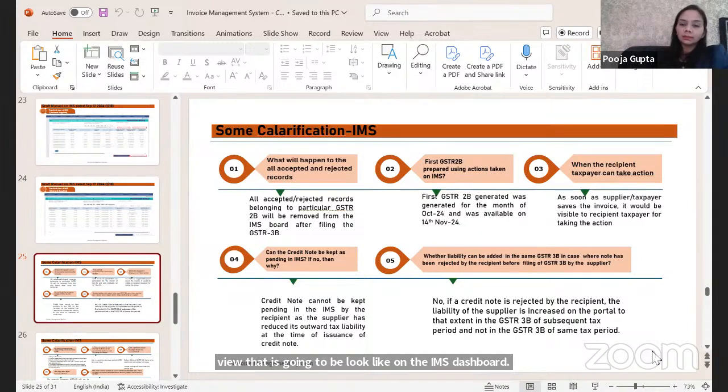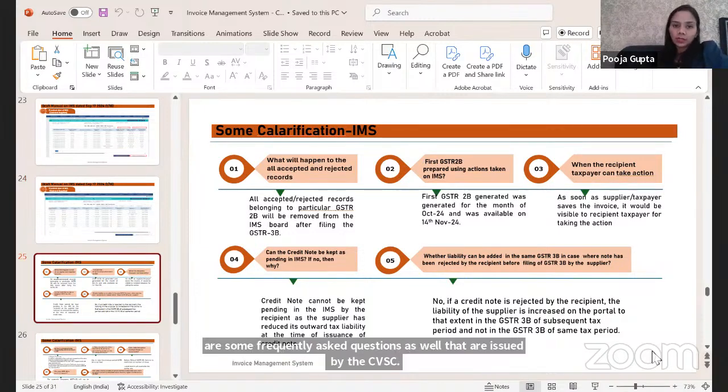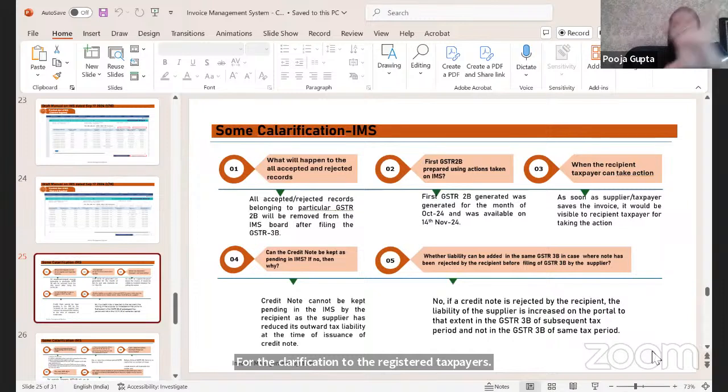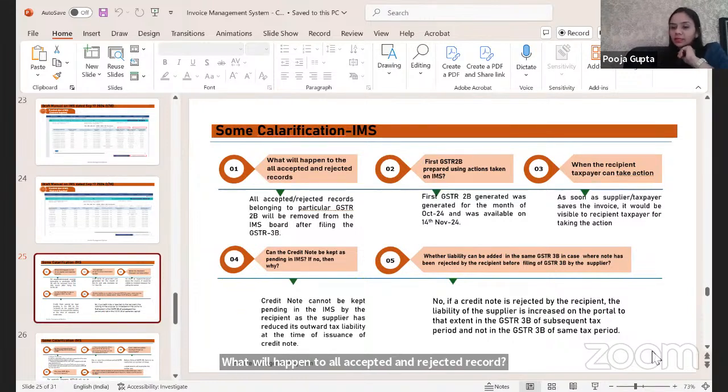Next one is that there are some frequently asked questions as well that are issued by the CBIC for the clarification to the registered taxpayers that we are going to take. We have captured the important ones only. First question is, what will happen to all accepted and rejected records? The records that we have accepted or rejected will become part of the GSTR 2B and they will be considered for filing the GSTR 3B.